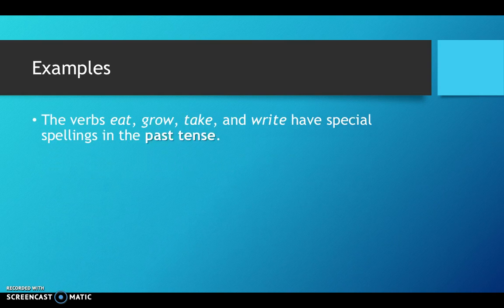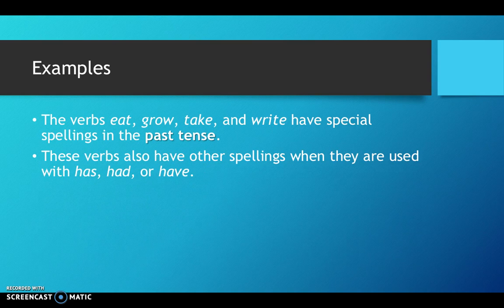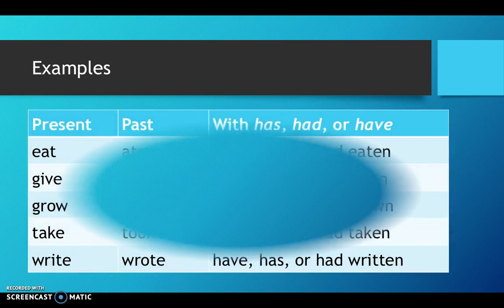So today the verbs are eat, grow, take, and write. They change in the past tense. The spellings also change when they are used with has, had, or have. These are irregular verbs, meaning that they're not regular. They can be confusing. So we really got to focus, pay attention to the chart, and see how these verbs change. Here is our nice chart.